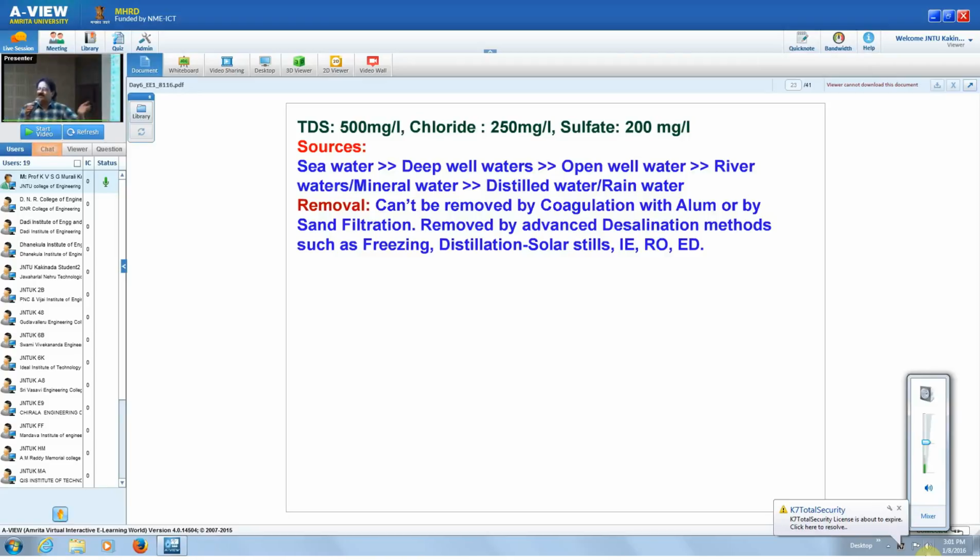For sulfate it is 200 mg per liter. These are the standards. Once again I am telling you, if you write 200 for both, it is okay. For alkalinity and hardness also it is okay. It is the same actually.